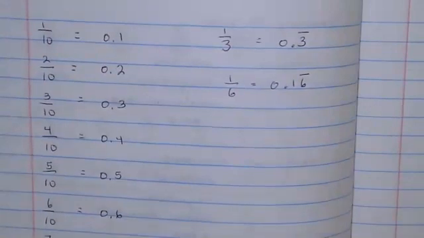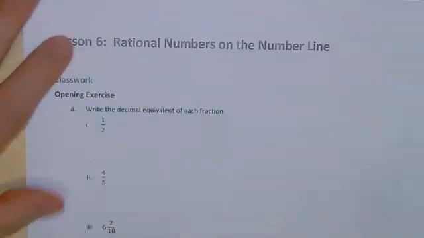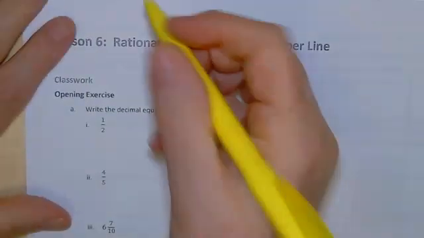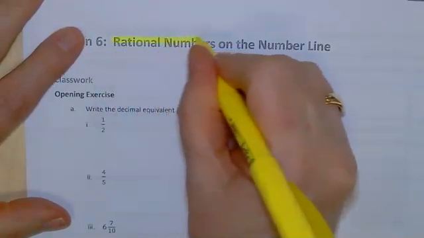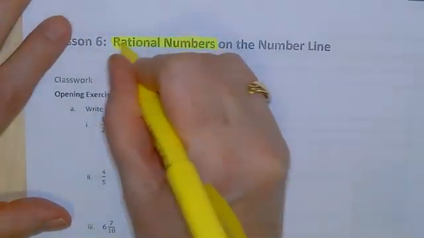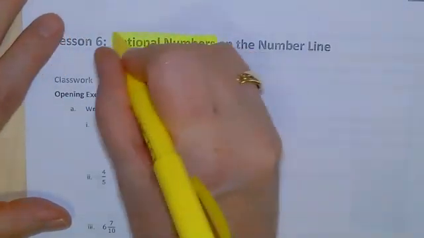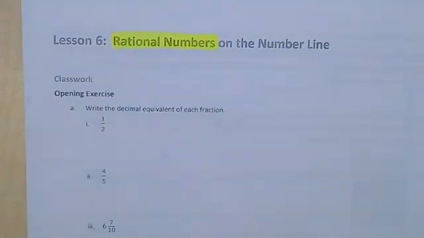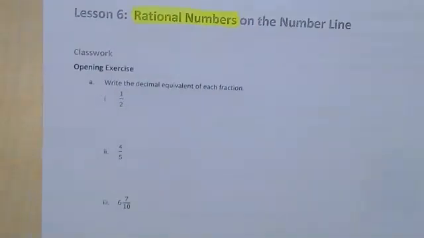Now you can close your composition books and we're done with that. We're going to talk about lesson 6, and lesson 6 is all about rational numbers. So remember, the only thing we're really adding to this is now we're going to start putting fractions and decimals on a number line. And that's sort of the goal of today's lesson. How do you figure out how to make fractions and decimals go on a number line?